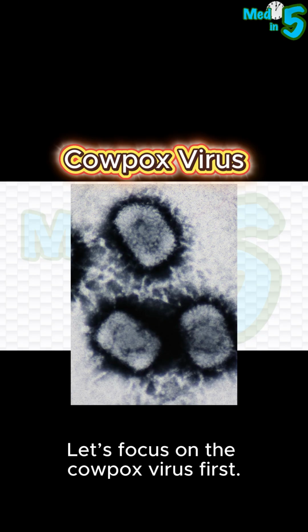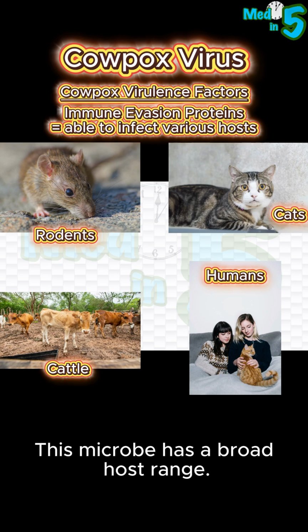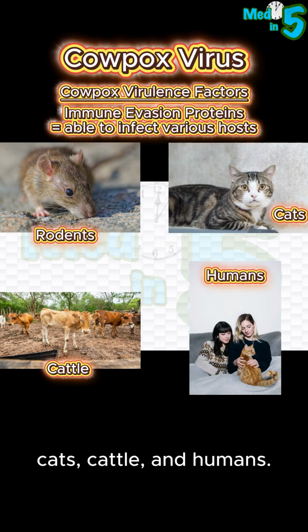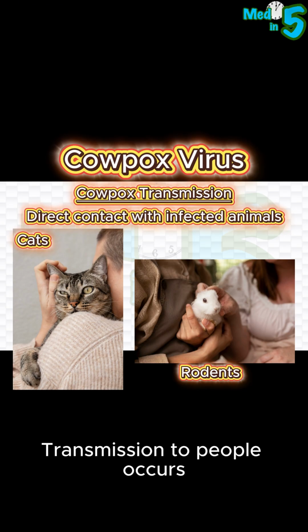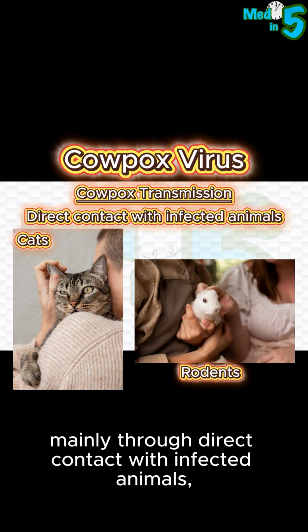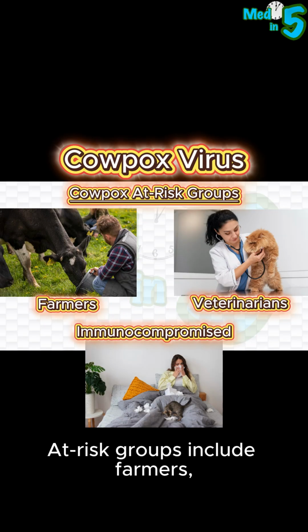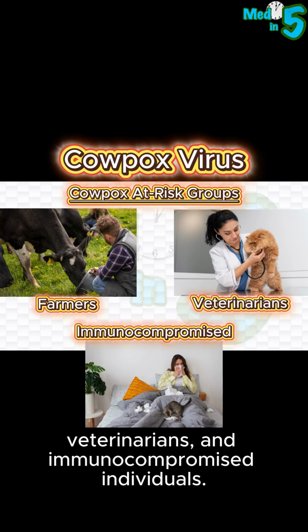Let's focus on the cowpox virus first. This microbe has a broad host range. Immune evasion proteins allow infection of rodents, cats, cattle, and humans. Transmission to people occurs mainly through direct contact with infected animals, especially cats and rodents. At-risk groups include farmers, veterinarians, and immunocompromised individuals.